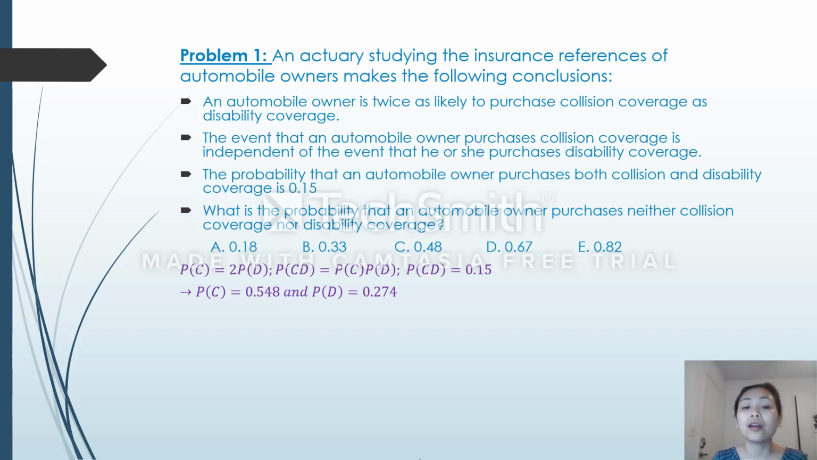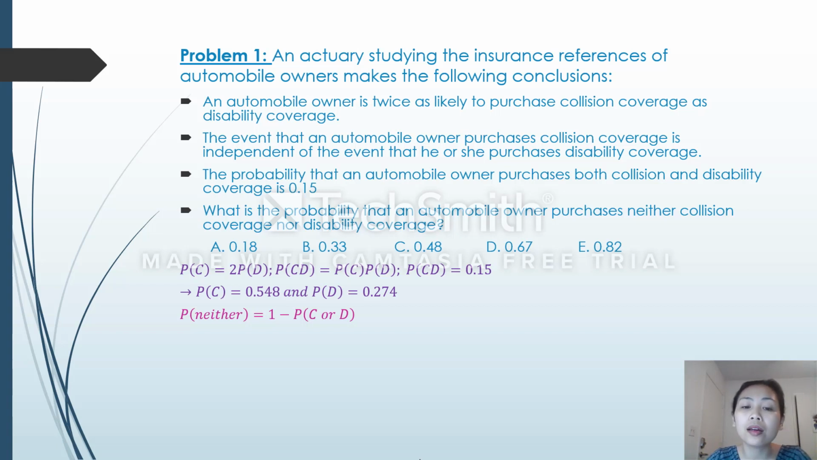This is very simple, because probability of C and D is 0.15, and that is the product of probability of C and probability of D. Since probability of C is 2 times probability of D, basically probability of C and D is 0.15, and that's equal to 2 times probability of D squared. So from that information, we can find probability of D and probability of C. Now the question asks for the probability of neither.